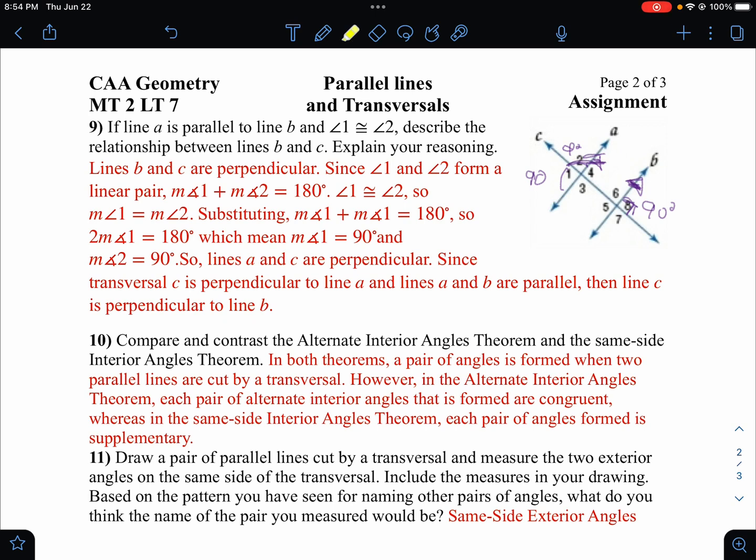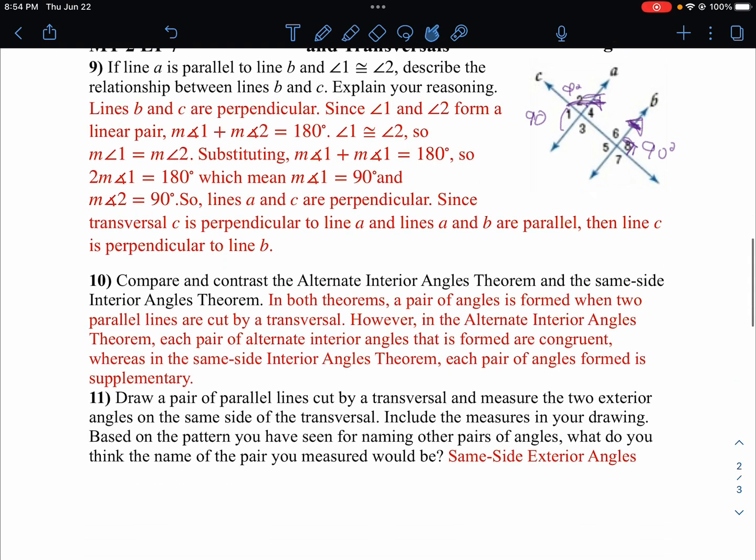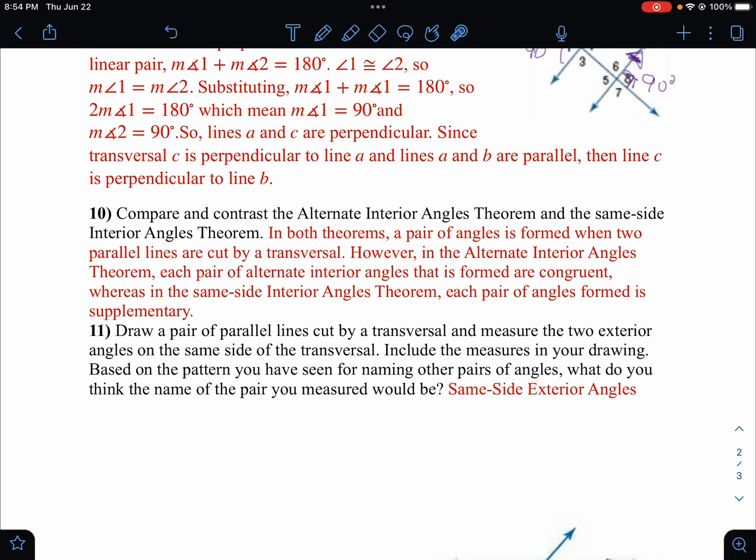That's what we have to do for that one. On question number 10, we want to compare and contrast alternate interior angles and same side interiors. Remember, compare and contrast means tell me something that's the same and something that's different in both of them.